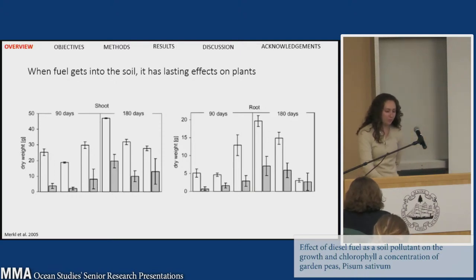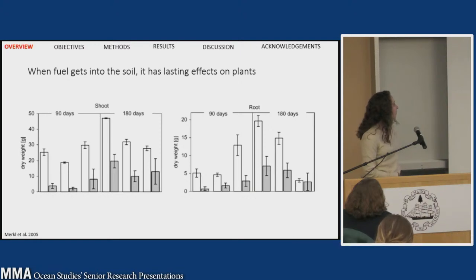non-contaminated samples. So in this chart, the white bars are the non-contaminated samples and the gray bars are the contaminated samples. This chart shows the overall shoot dry weight over days and then the root dry weight.